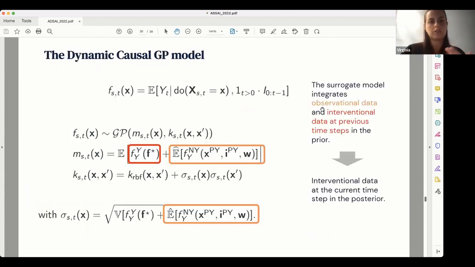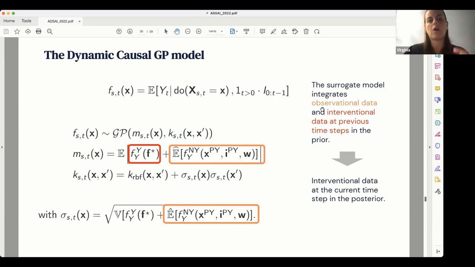So exploiting this recursion, we can define the mean function and the variance function as we were doing in CBO, but including this recursion. Again, the mean function will be determined by the approximated average causal effect with observational data plus a term that depends on the found optimal interventional level at the previous time step.